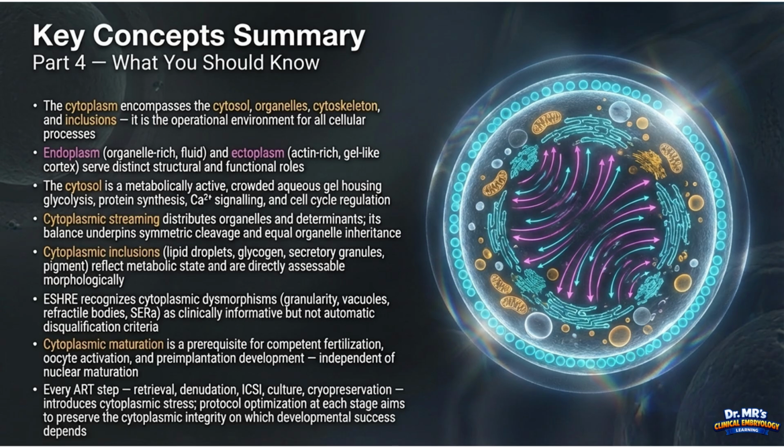None of these are grounds for automatic oocyte discard. All require clinical contextualization. Cytoplasmic maturation is a prerequisite for competent fertilization, oocyte activation, and preimplantation development, and it is independent of nuclear maturation. An oocyte at metaphase 2 can be cytoplasmically immature, and this dissociation accounts for some of the most clinically frustrating patterns of fertilization failure and early embryo arrest.